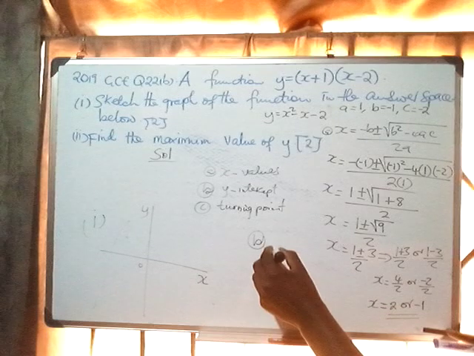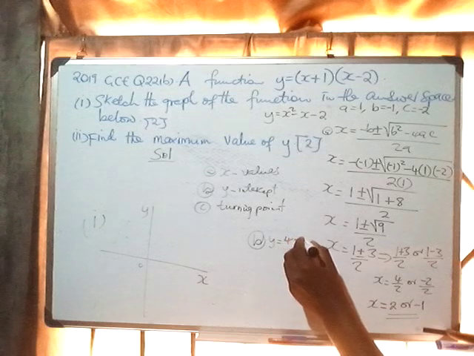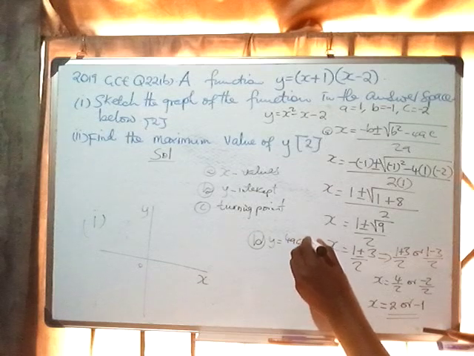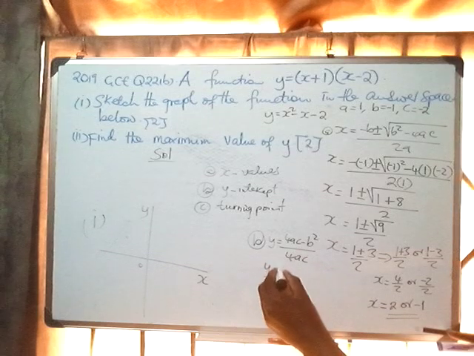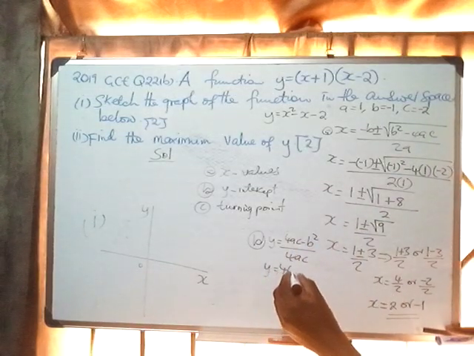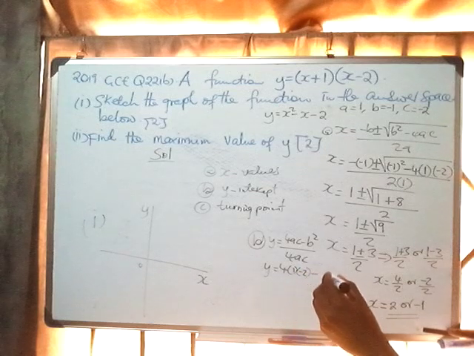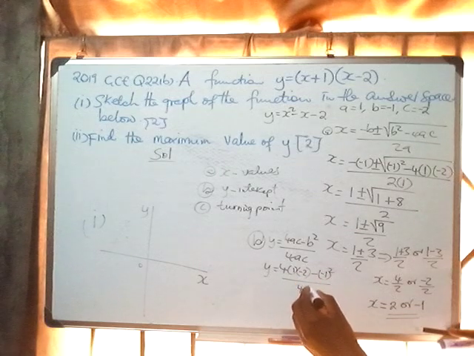Now, the y-value at the turning point is found by saying y is equal to 4ac minus b squared, over 4a. So what is our 4a? It will be 4 open bracket, our a is 1, our c is -2, then minus our b is -1, so it will be -1 squared, everything over 4 times 1.